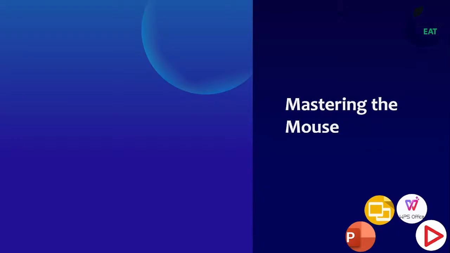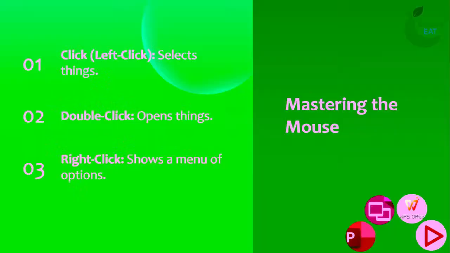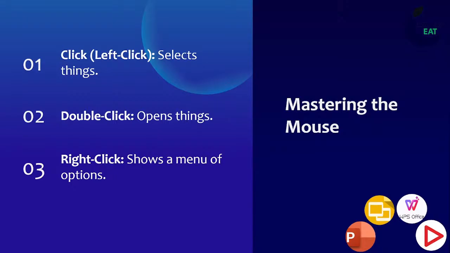So the mouse has two main buttons, the left and the right. The left button is primarily used for clicking and dragging. The left mouse button is primarily used for clicking and dragging. Just get it in case you don't know.